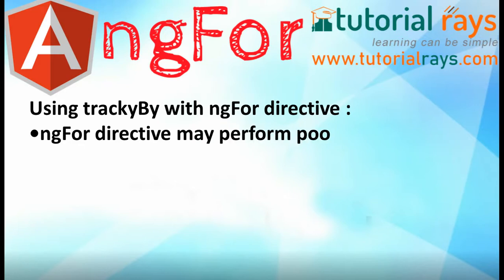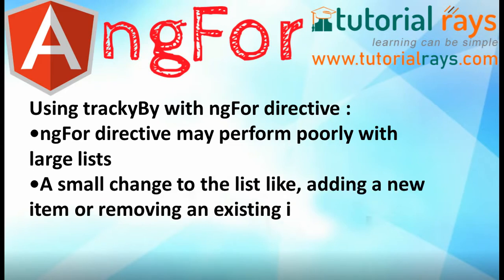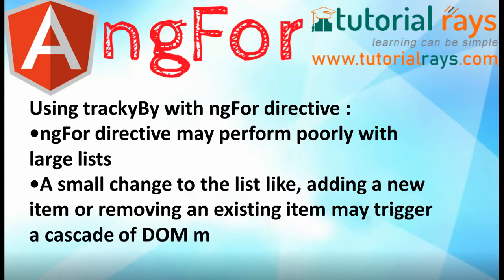Now the question is why we should use ngTrackBy. Using ngFor without TrackBy may perform poorly with a large list. As long as the list is small, ngFor is fine. But when the list is very large, for example 500, 5,000, 10,000, in that case we need ngTrackBy. A small change to the list, like adding a new item or removing an existing item, may trigger a cascade of DOM manipulations. So what does that mean? Let me show you with an example.